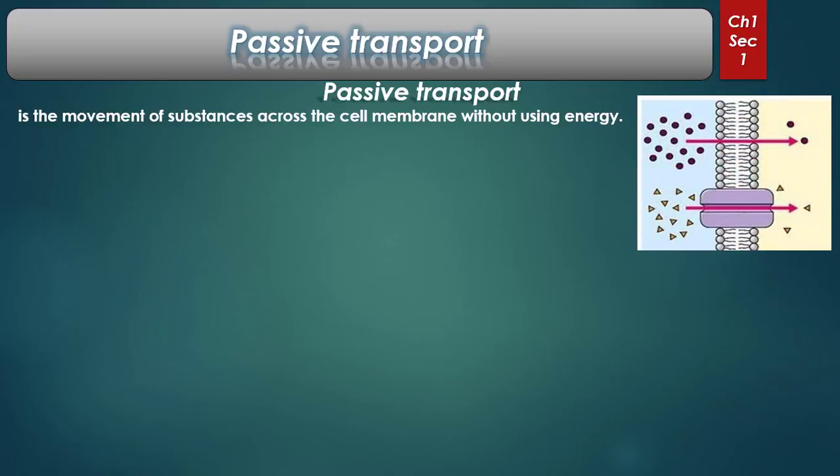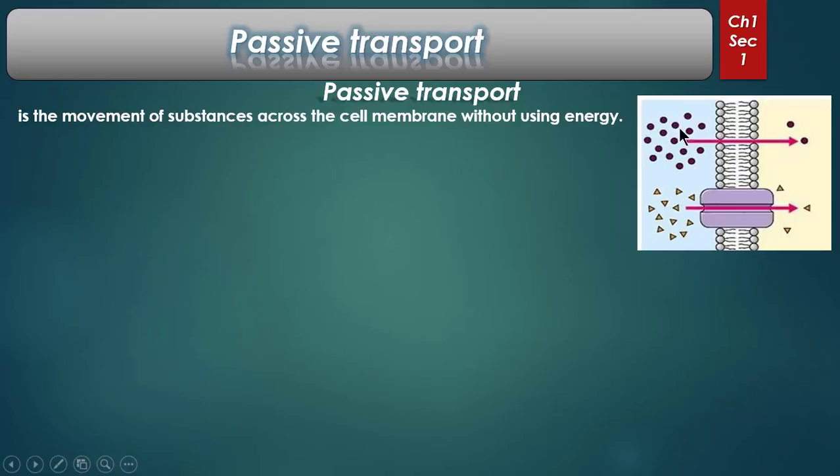So simply, this is the cell membrane. Those are atoms and they are passing through into the cell. This is out of the cell and this is in the cell. So they are passing through into the cell without any input of energy by the cell. So the cell does not expend any energy, okay?